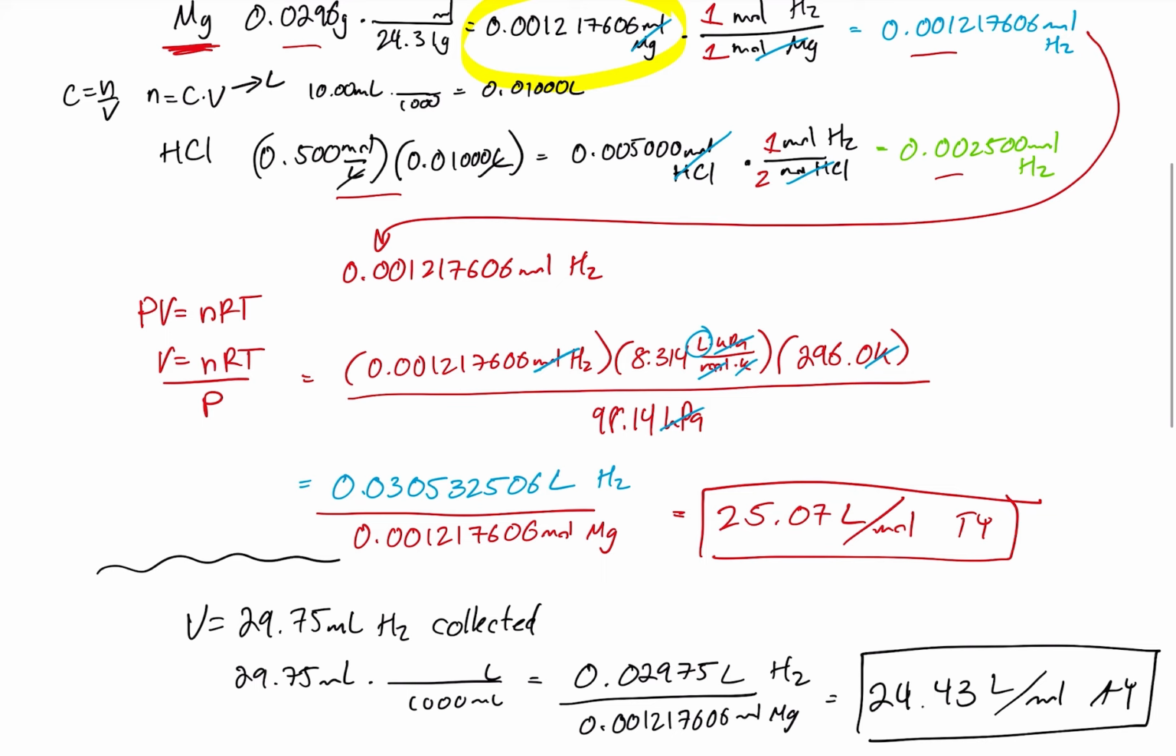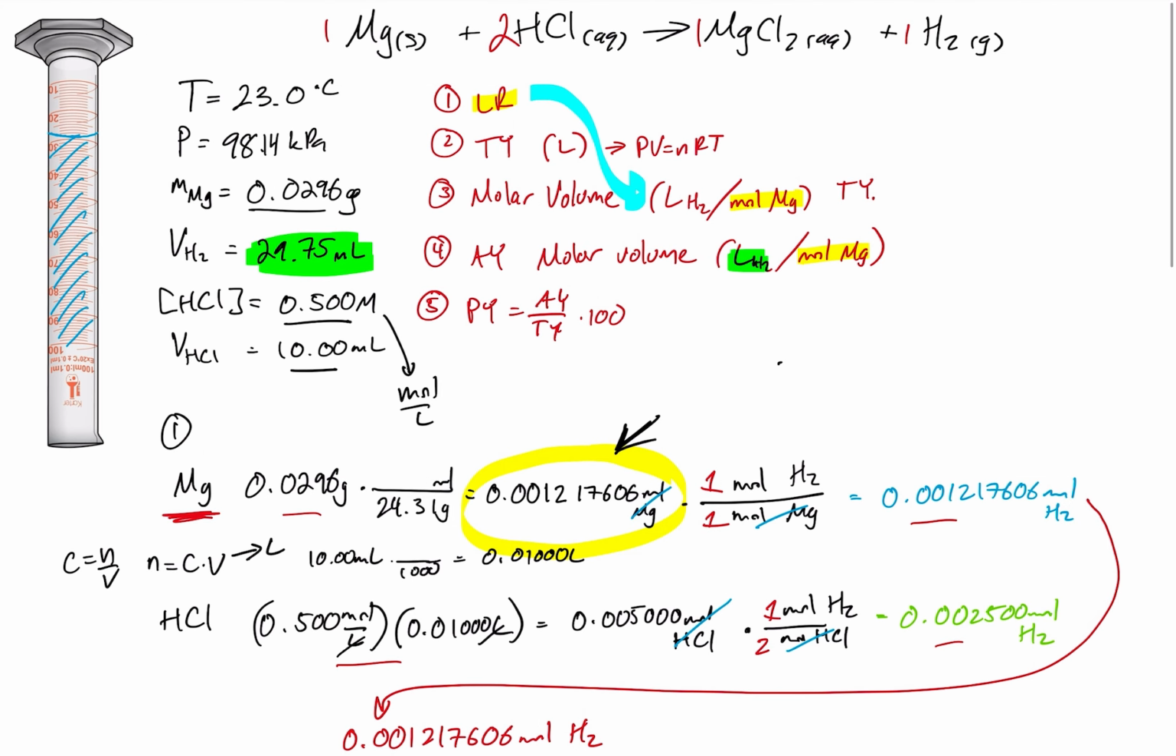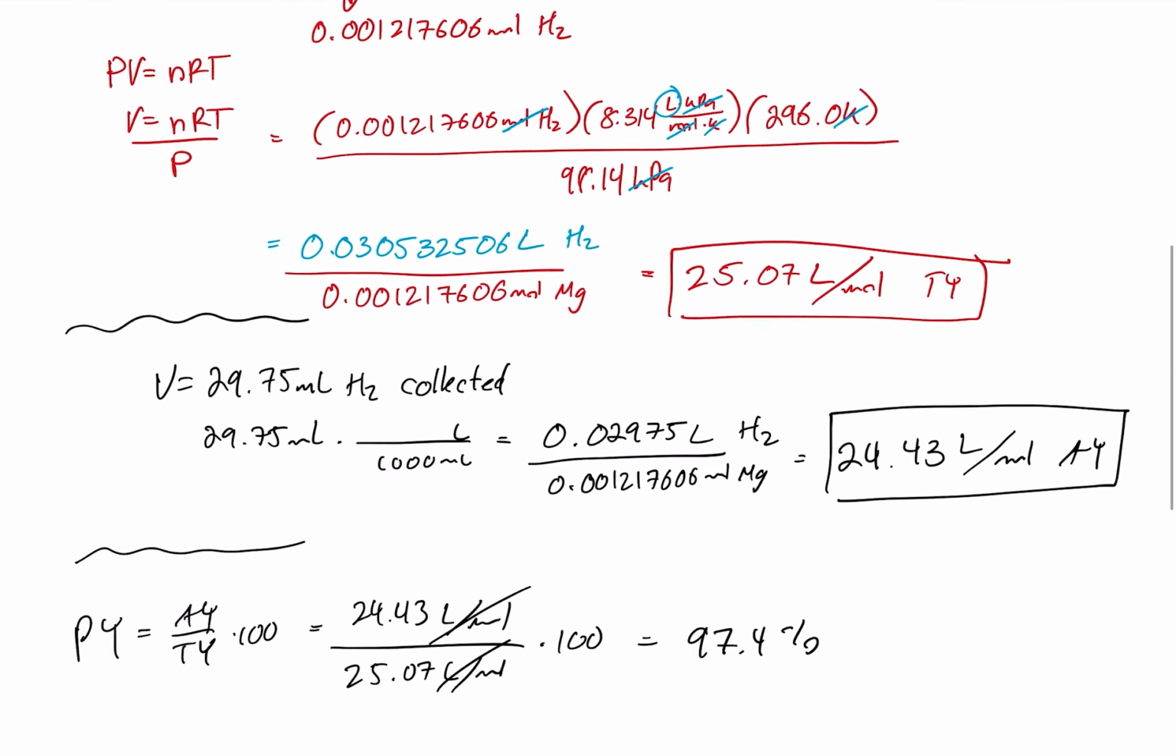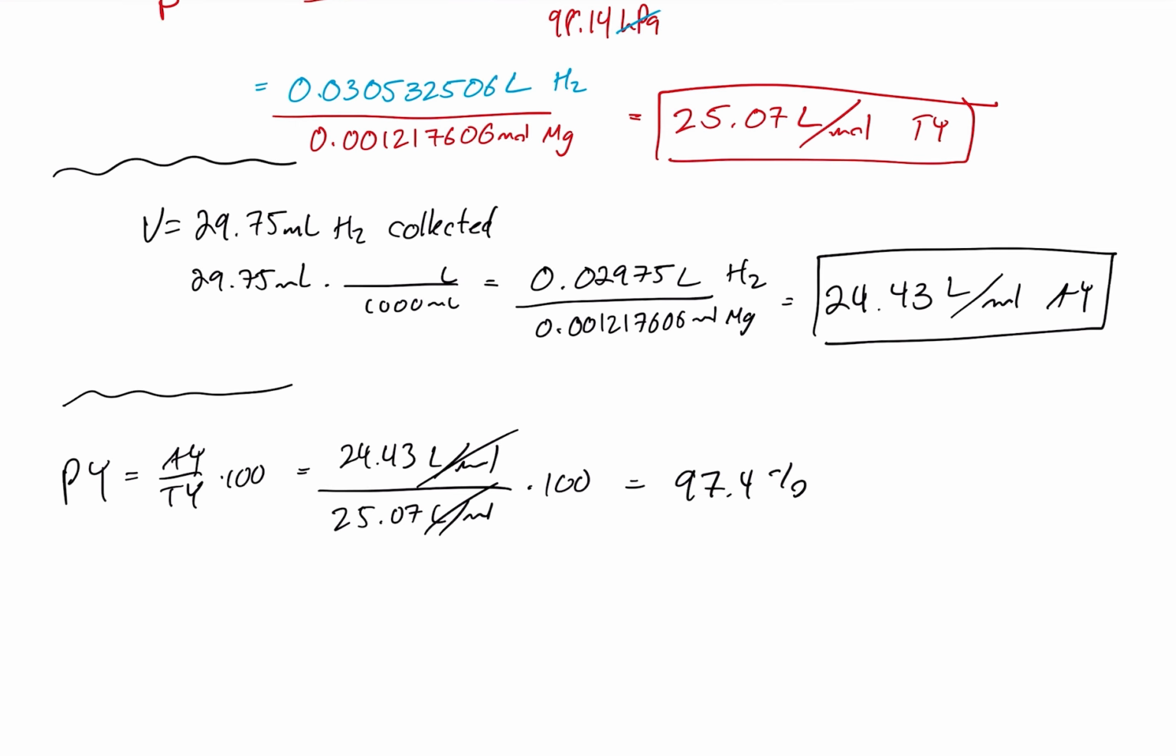97.4%. Now, when we're looking at this, our significant figures are going to be based on the least amount. And so we have 3, 3, 4, 4, 3, and 4. So 3 is going to be the least amount, and 97.4 is where we're going to stay. So that's a pretty good result. 97.4% of what we should have gotten, we actually did get.